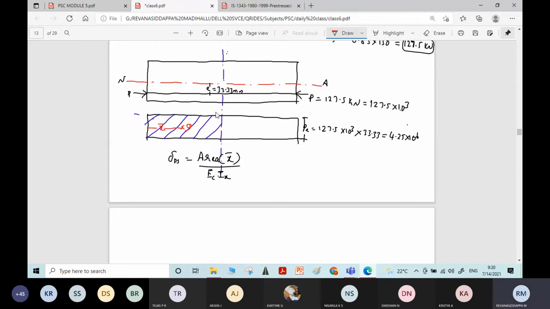See, total length of the beam is 5000 mm. So half of the length is 2500 mm. Okay. Therefore, the X bar will be how much?